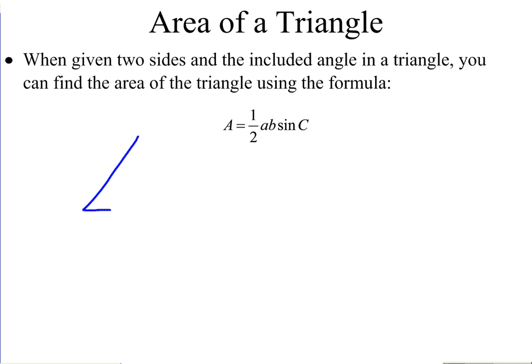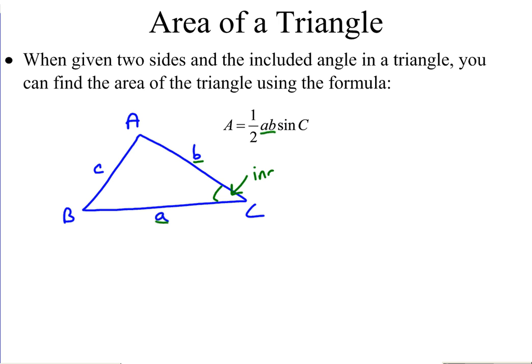Well, if I draw a picture in terms of what the formula is here, and I have triangle ABC, so that means this is side A, this is side B, and this is side C. The included angle has to be the angle that is formed by the two sides that you are given. So in this case, the way this formula is written, the two sides are A and B. Well, if I look at side A here and side B here, the angle in between those two sides is that angle right there. That is the included angle. So any two sides along with the included angle, and we can use this formula.